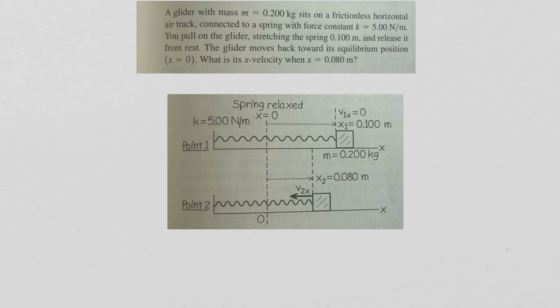This is a problem about application of conservation of mechanical energy. One more time, there is no friction, therefore the mechanical energy of the system is conserved. So delta E mechanical is equal to 0. Now, what is the mechanical energy of the system? That is the sum of the kinetic energy of the glider plus the elastic potential energy of the spring. So then I can say that kinetic energy initial plus elastic potential energy initial is equal to kinetic energy final plus elastic potential energy final.